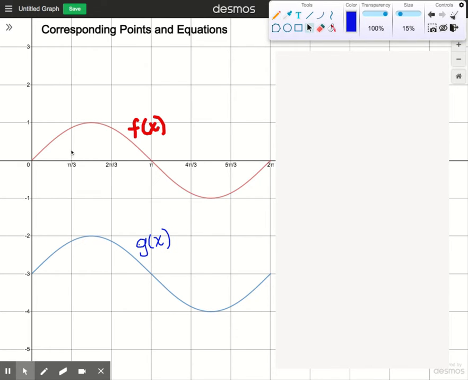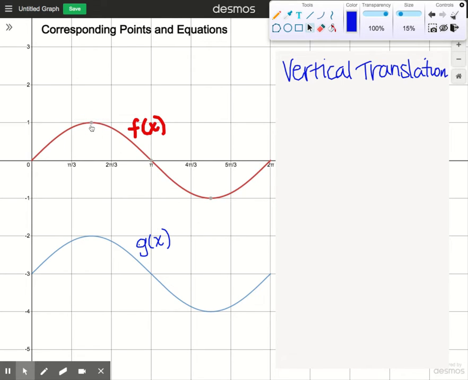Now, when we talk about corresponding points, we want to first think to ourselves, how did this function move? So the red one to the blue one, I can see that this function has a vertical translation. So it moved just straight down. So when I'm trying to find points that correspond to each other, I want to find 2 points that translated straight down.